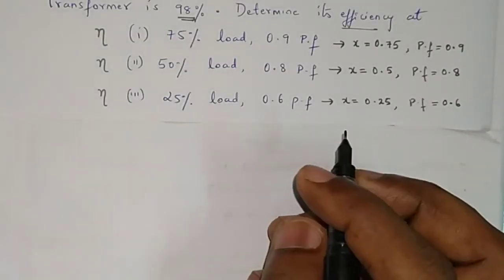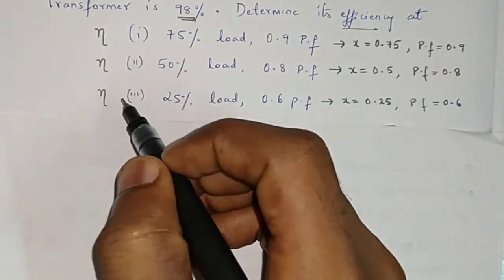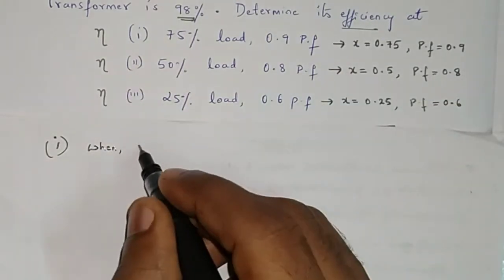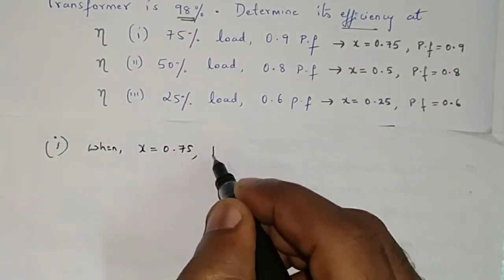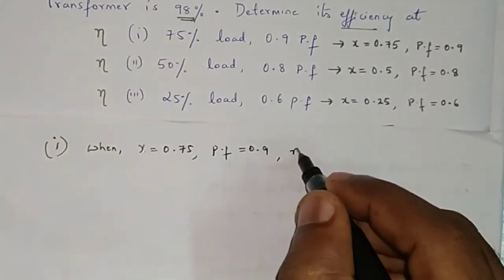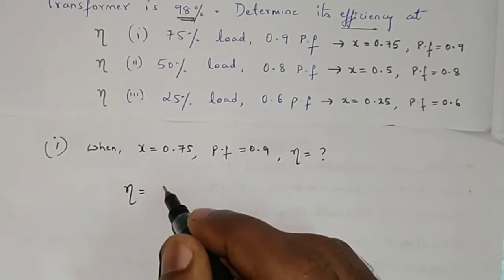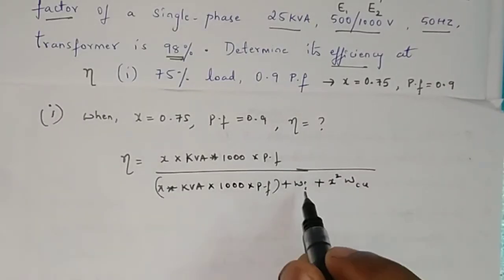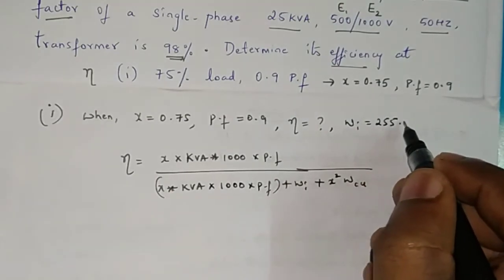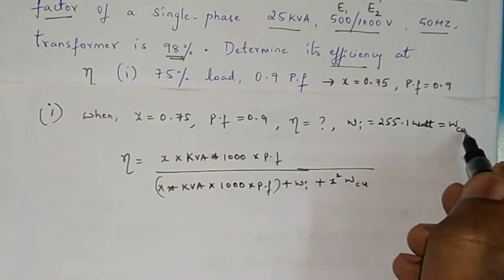Now after finding the value for iron loss and copper loss, we need to find out the efficiency for each case. So first case, when load x is equal to 0.75 and power factor 0.9, we are going to find out the efficiency for this case. Once again write down the same formula for efficiency. We know iron loss and copper loss, the values are: iron loss is 255.1 watts, which is also equal to copper loss.